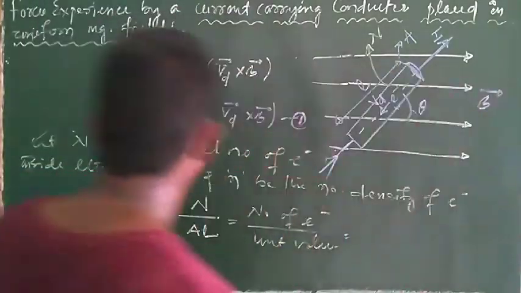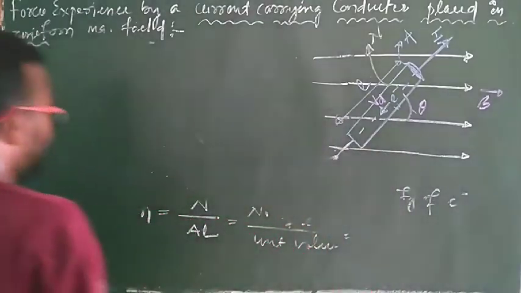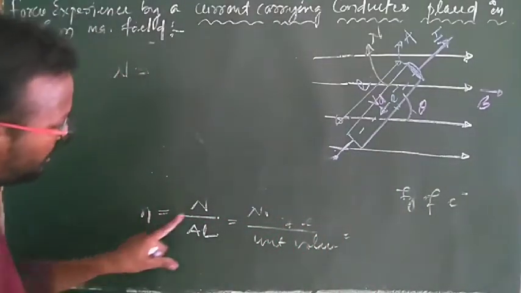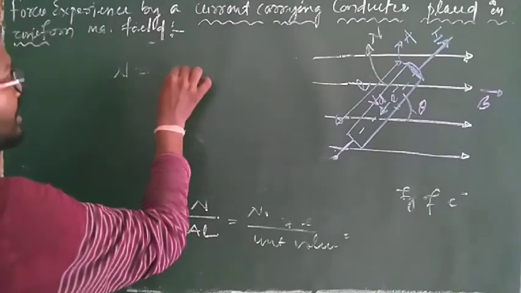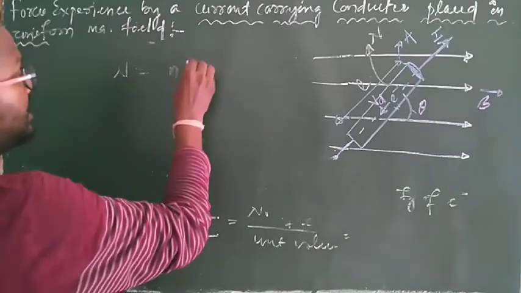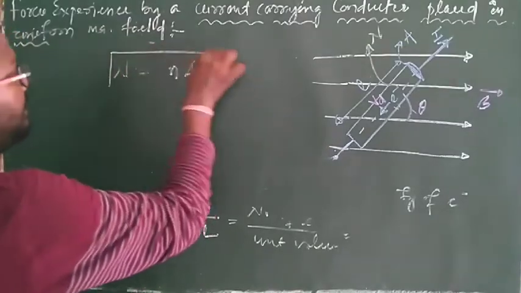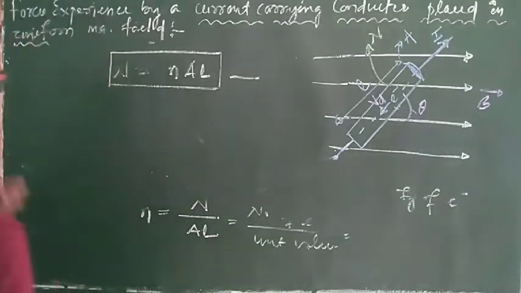So from this relation we can write, what is capital N? Because small n equals capital N by AL, so capital N equals small n into A into L. This is the total number of electrons inside the conductor. Clear? Okay.